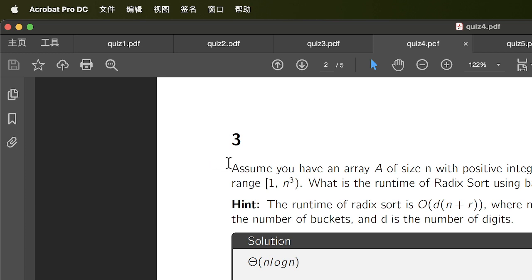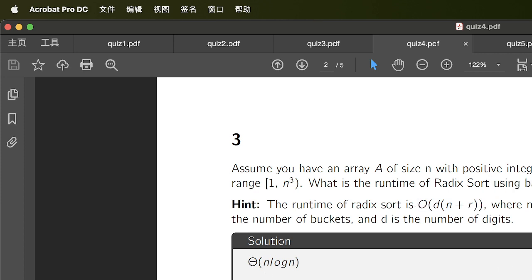Okay, so number 3, assume you have an array A of size n with positive integer elements, with all elements in the range 1 to n cube. What is the runtime of Radix sort using base 10 run on A? So recall the runtime of Radix sort is O of d multiplied by n plus r, where n is the size of your input array, r is the number of buckets and d is the number of digits. So we simply apply this equation and we got this, right?